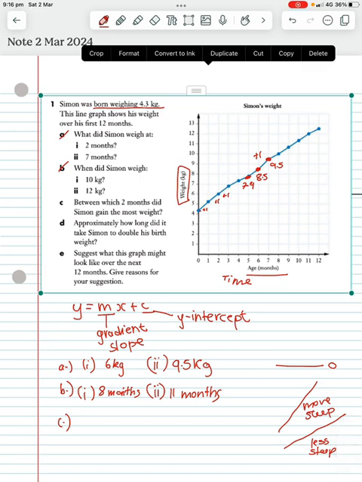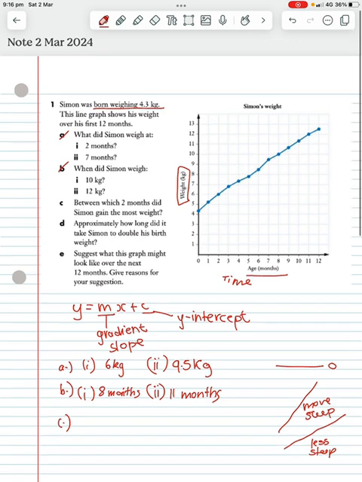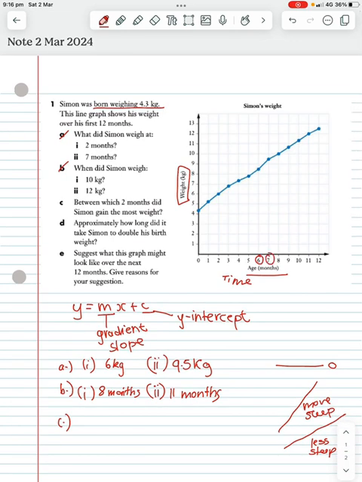So between which 2 months did Simon gain the most weight? If we grab our eraser again and rub out what I've drawn all over it, because these aren't exactly on the lines, we can't say it's exactly putting on 1 kilogram, but when you're looking at it, it looks the most steep. So that's going to be between 6 and 7 months.